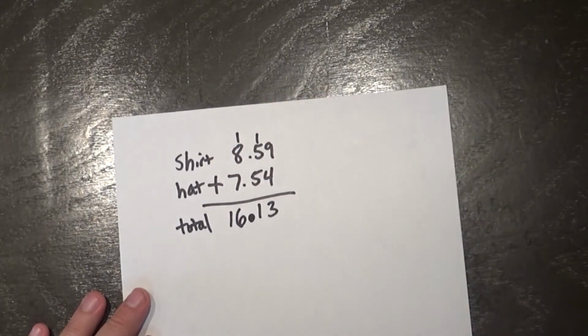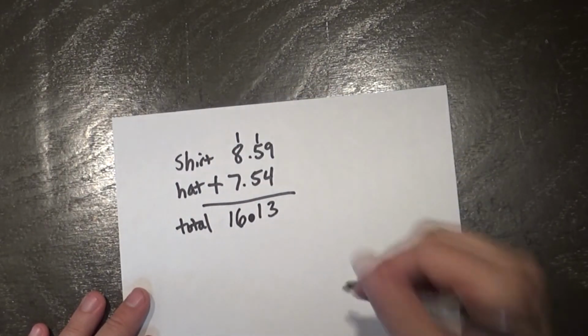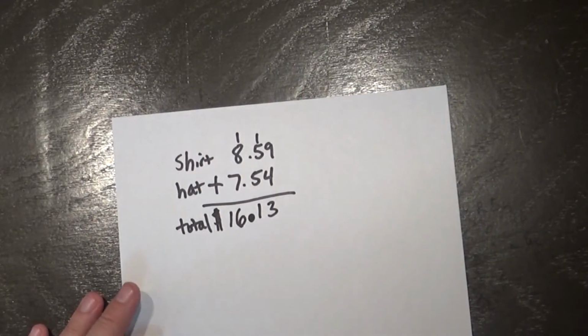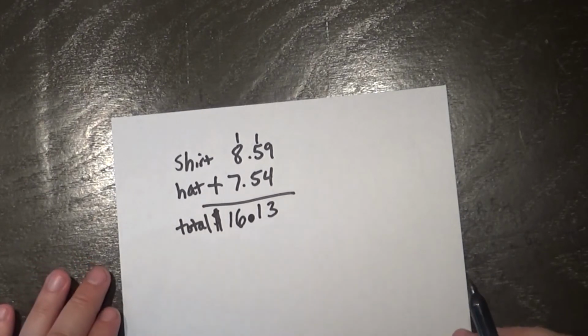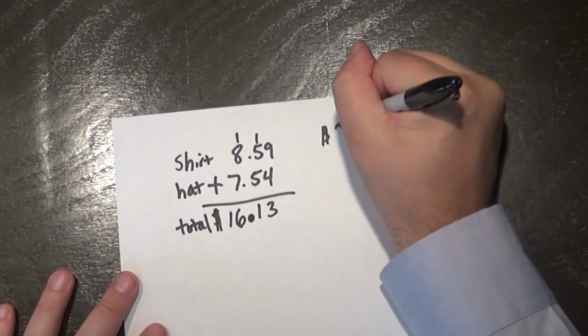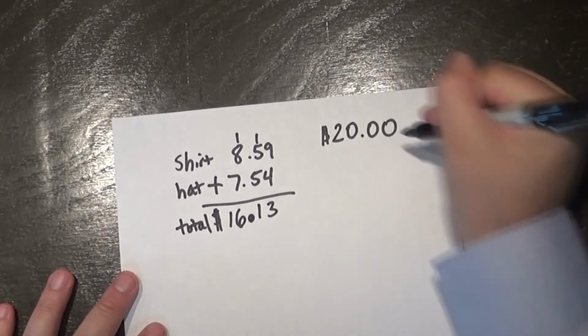I drop my decimal down just straight through the floor like a bowling ball, so my total then is $16.13. Some people might be tempted to stop right there, but we have to read the whole problem and realize that we're paying with a $20 bill. Now watch what I do with $20.